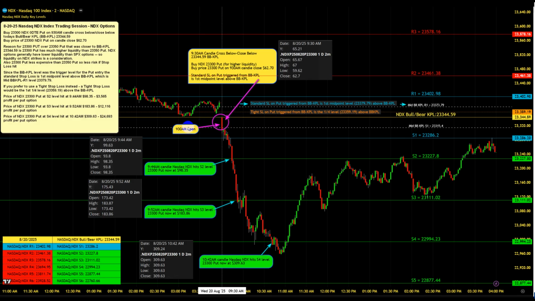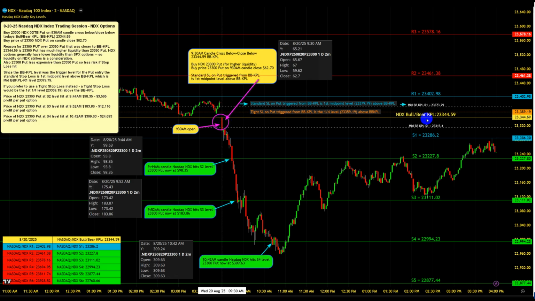Okay, so we have the 9:30 opening candle here. In this case, on this particular session, we have bearish momentum to begin the session. So we have a cross below the bull bear key price level, and also the candle closes below the bull bear key price level. And that is telling us a bearish momentum, at least to start the session. So at this point, the signal given to us is bearish here.